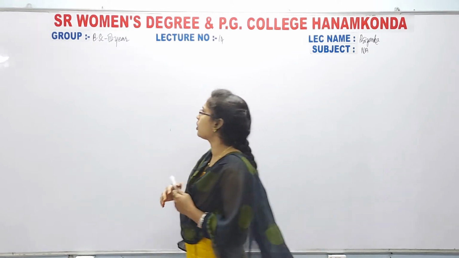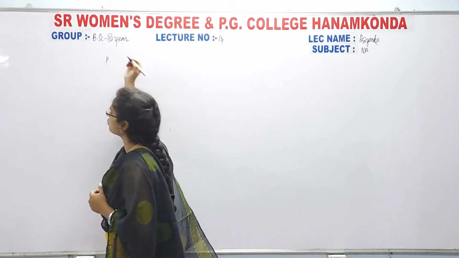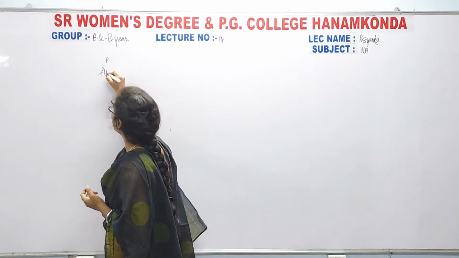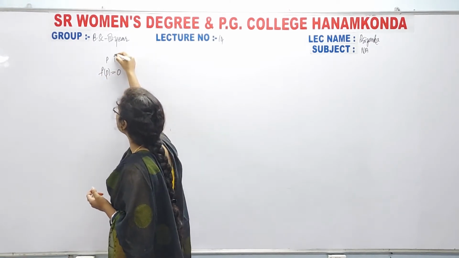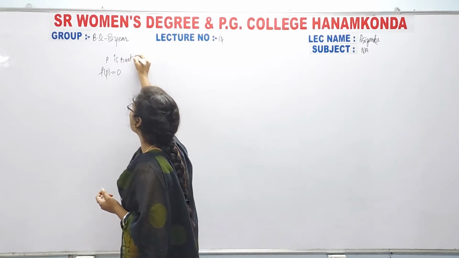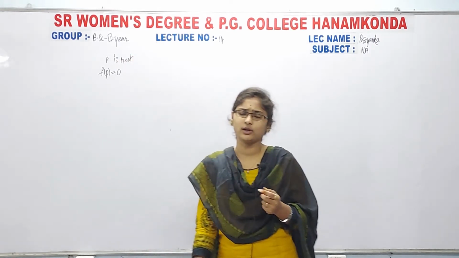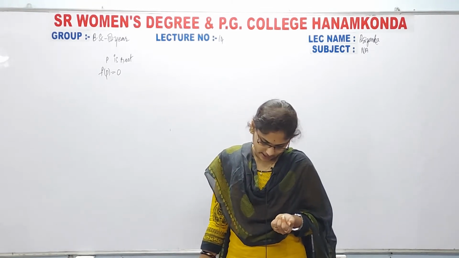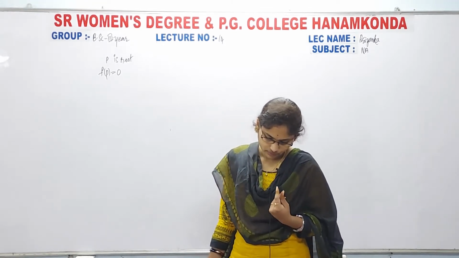Why am I writing this? Because I am saying that p is a solution. When we say p is a solution, obviously f of p is nothing but 0, because p is a root here. So the root concept is: if we substitute the root value, then we will get 0. So I took that one. Next, write down.